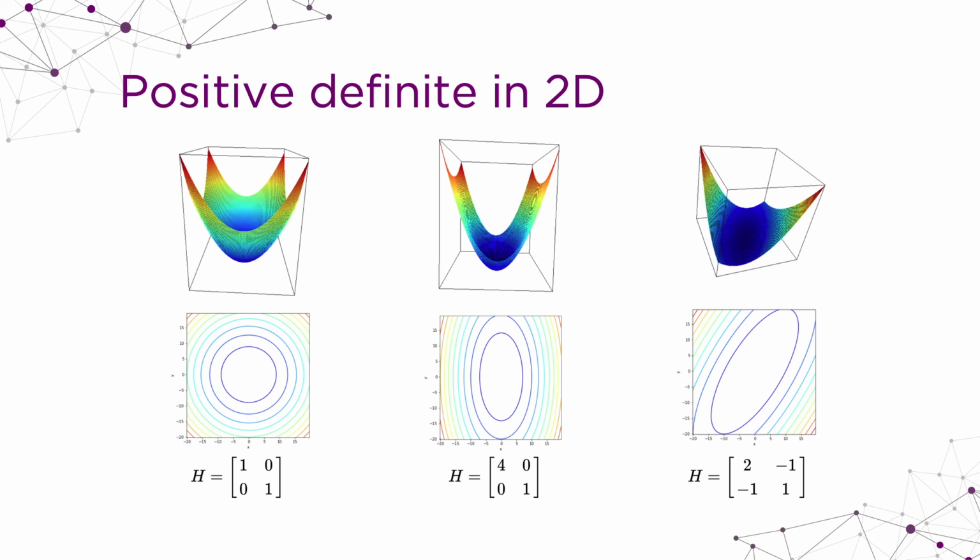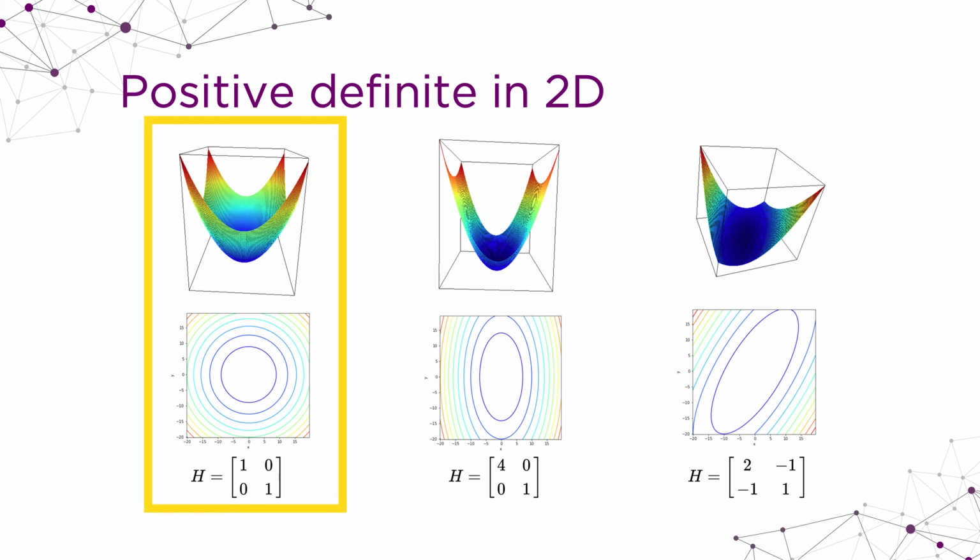So I can define different quadratic functions by defining H. Here I take the identity, and you can see that it's a perfect ball. If I move by 1 in one direction, the loss will increase by 1, and if I move by 1 in the other direction, the loss will increase by 1. It's isotropic. All the parameters have the same impact on the output.